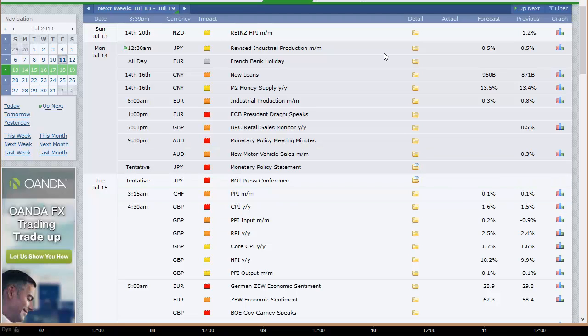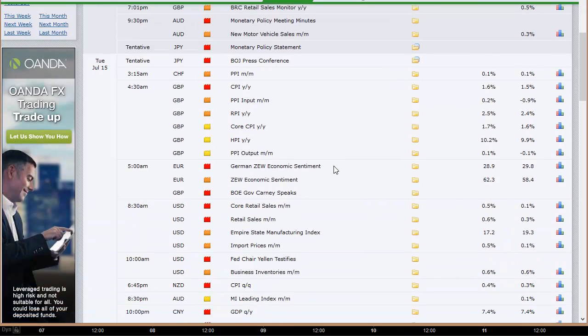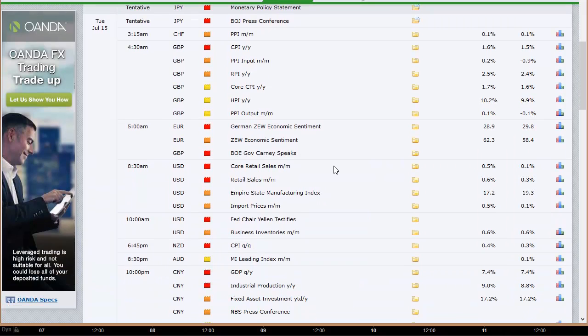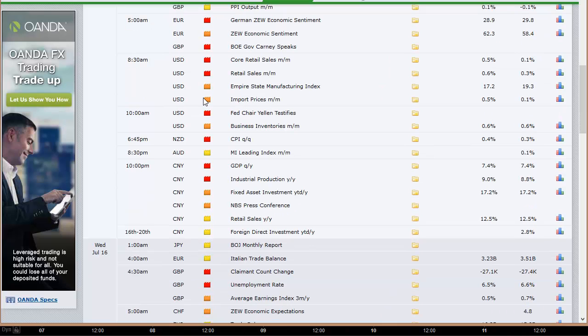Monday, we've got Japan's revised industrial production, a bank holiday in France, new loans and M2 money supply in China, and industrial production out of Europe. We've got the monetary policy meeting minutes out of Australia and their new motor vehicle sales, and then the statement from the Bank of Japan with their rate announcement going into Tuesday. Switzerland's PPI. Here's a big data dump out of the UK at 4:30 a.m. Eastern Time on Tuesday: CPI, PPI, and RPI, all basically their inflation numbers in one little release. We've got ZEW economic sentiment out of Europe 30 minutes later.